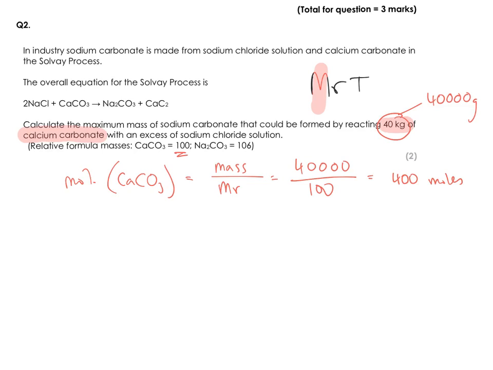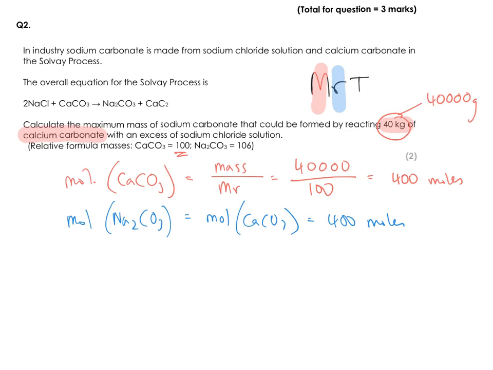Then our next step is to use the ratio. So the ratio we've got to look at is the ratio between the calcium carbonate and the sodium carbonate, because we're trying to work out the maximum mass of sodium carbonate that could be formed by reacting the calcium carbonate. So here's the calcium carbonate and here's the sodium carbonate. So you'll see that there's no number in front of either of those, so the ratio is 1 to 1. 1 mole of calcium carbonate will give 1 mole of sodium carbonate. The moles of sodium carbonate that can be made will equal the moles of calcium carbonate, which will be 400 moles.